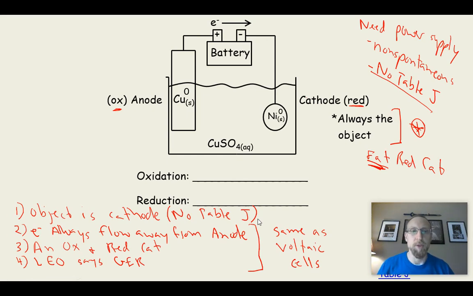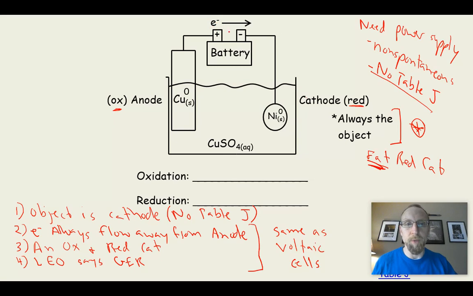All right. So now let's go back up here and finish off what we started. So how do we know who the anode and the cathode are? The cathode is always the object, so that makes the other one the anode. Anode is still the site of oxidation. Cathode is still going to be the site of reduction, and electrons always flow away from the anode.